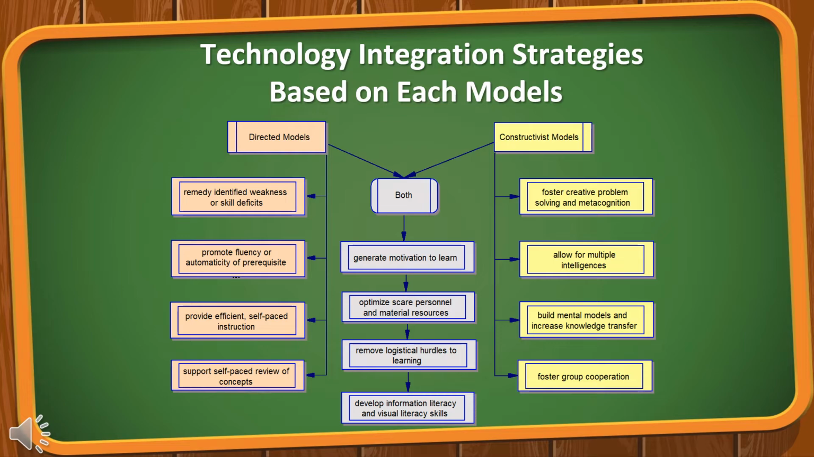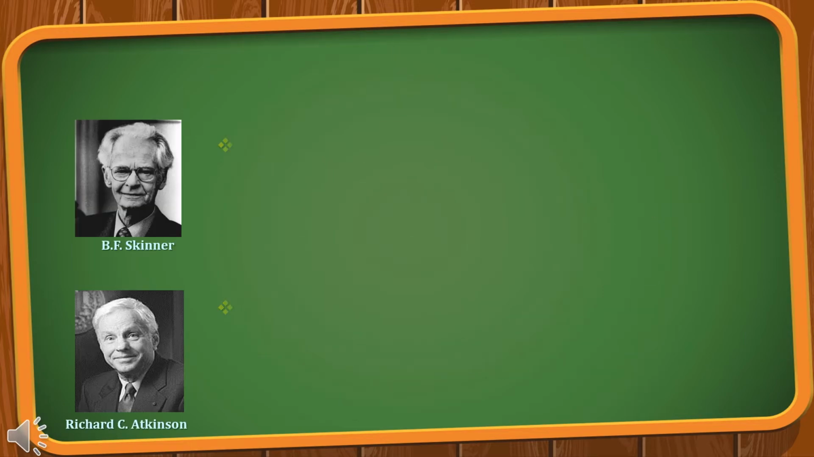For both directed models and constructivist models, first is generate motivation to learn. Second, optimize scarce personnel and material resources. Third, remove logistical hurdles to learning. And last, develop information literacy and visual literacy skills.